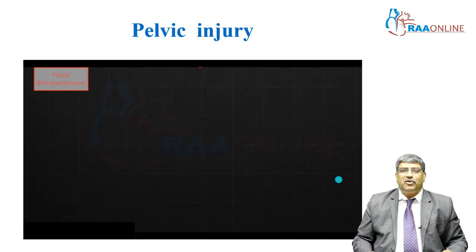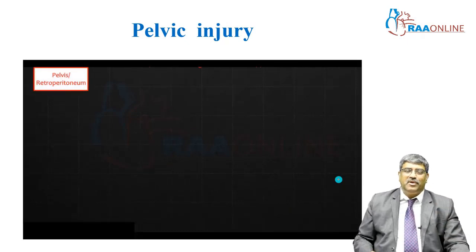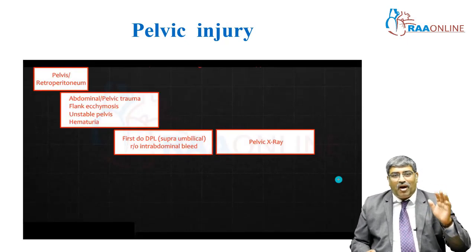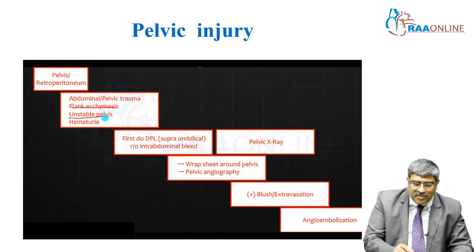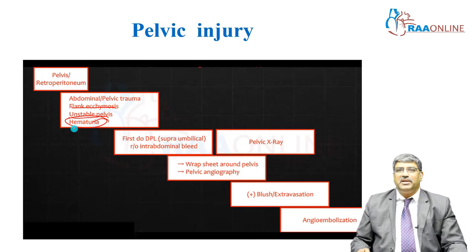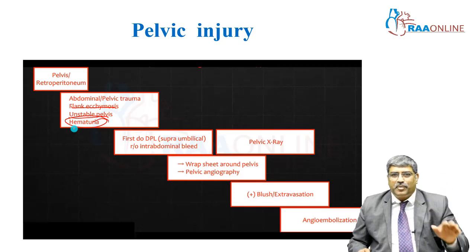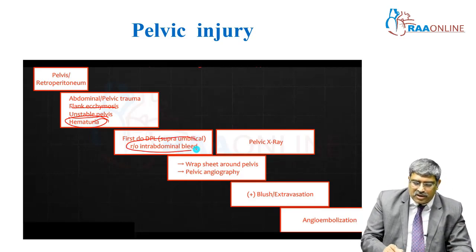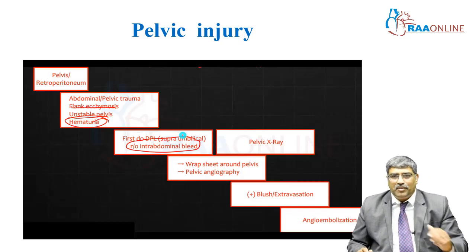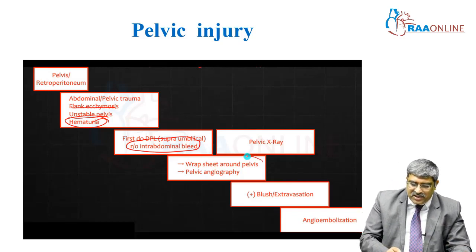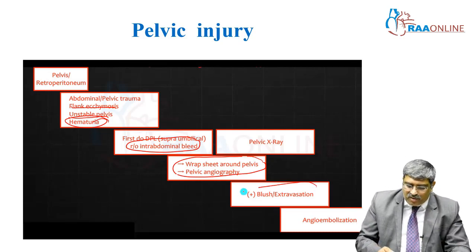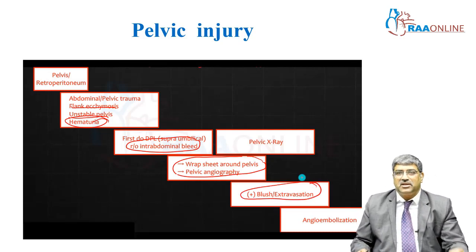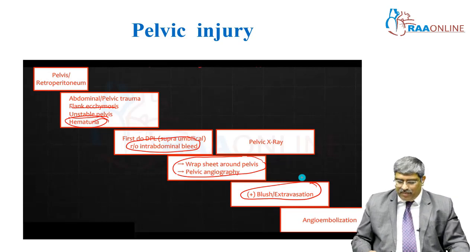Now coming to pelvis or retroperitoneum. Here there will be a history of abdominal or pelvic trauma, flank ecchymosis, an unstable pelvis, and hematuria. You do a diagnostic peritoneal lavage to rule out intra-abdominal bleed. Also do a pelvic X-ray. Wrap a sheet around the pelvis and do a pelvic angiography. Look for blush or extravasation and go for angioembolization.